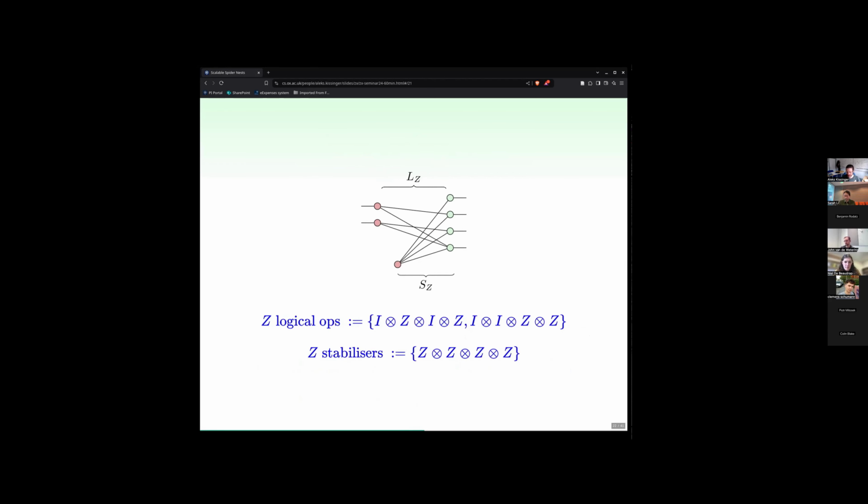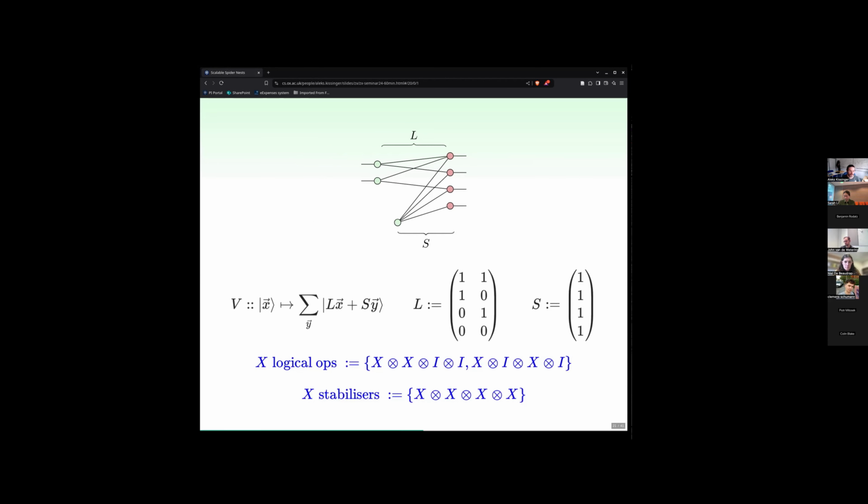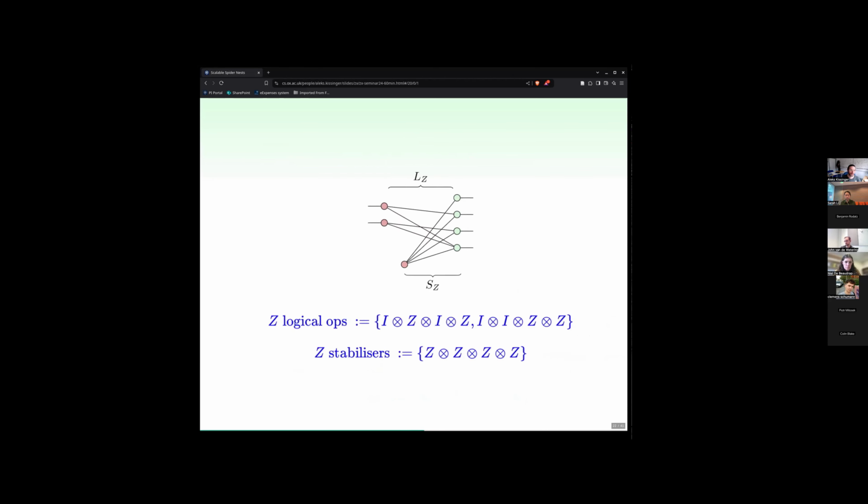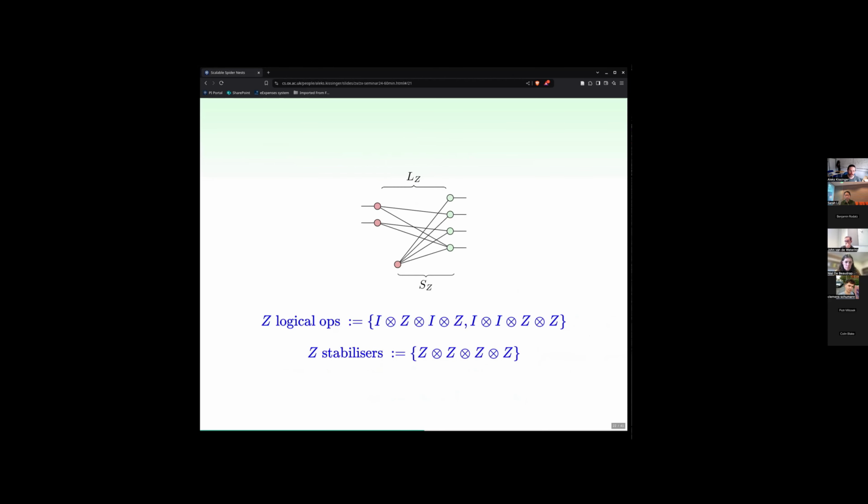But in fact, this diagram has an equivalent form. You notice here I wrote it in this generalized parity form where I've got Z's on the inputs and X's on the outputs. There's an equivalent form where I've got X's on the inputs and Z's on the outputs. And in fact, this will give you the Z logical operators and the Z stabilizers. So what I'm saying here is that there's this graphical way that I can write down this encoder map of a CSS code, and there's really a direct connection between how this encoder looks graphically and its stabilizers in the more traditional way of talking about this code.